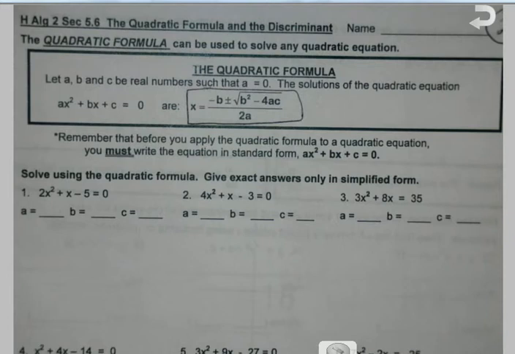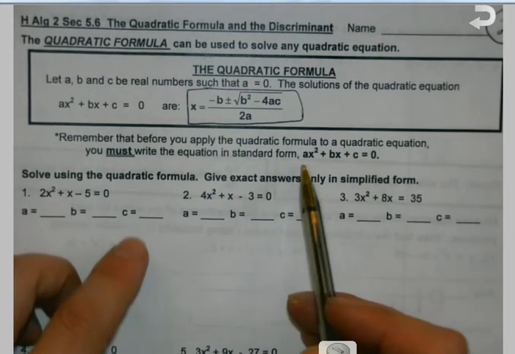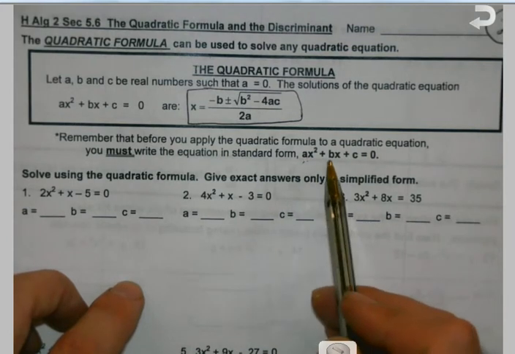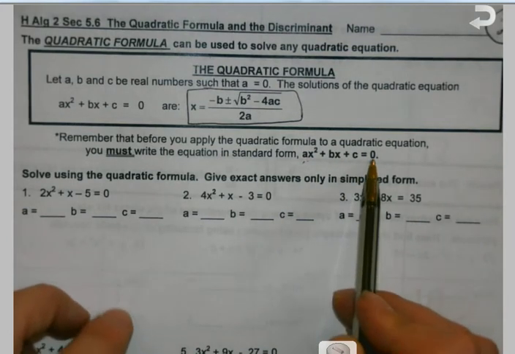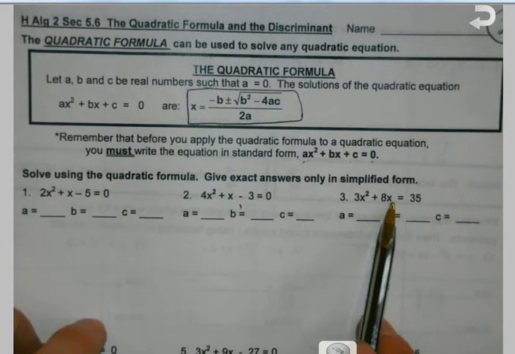One other reminder with the quadratic: before you start plugging numbers in for a, b, and c, it always has to be in a format where it's ax squared plus bx plus c. In other words, you need to see that equals 0 there. For the first two, that's going to be cool. For the third one, be careful.